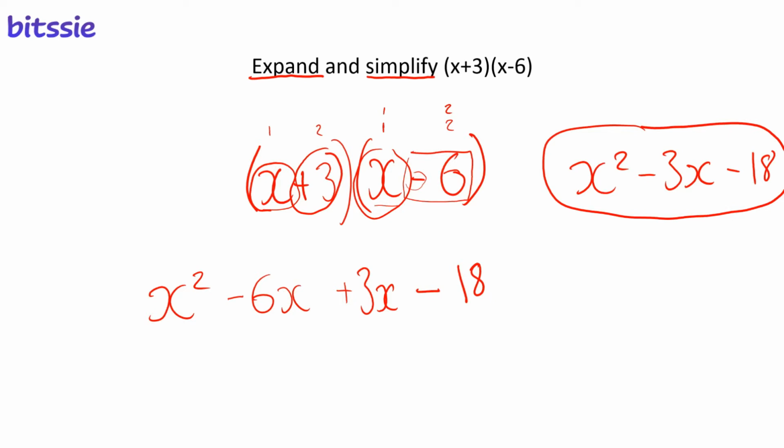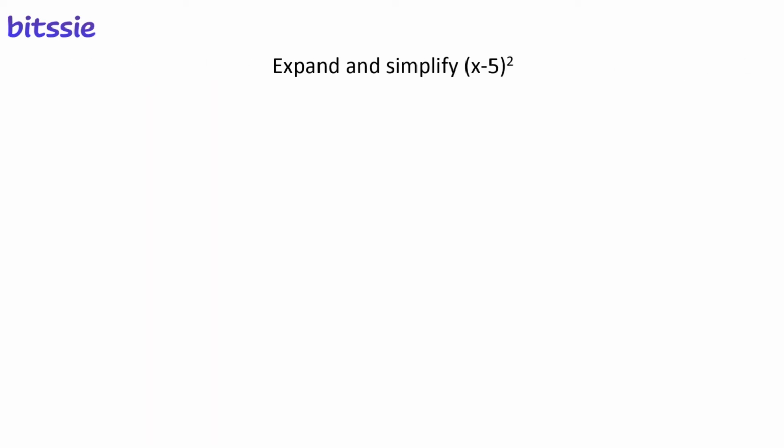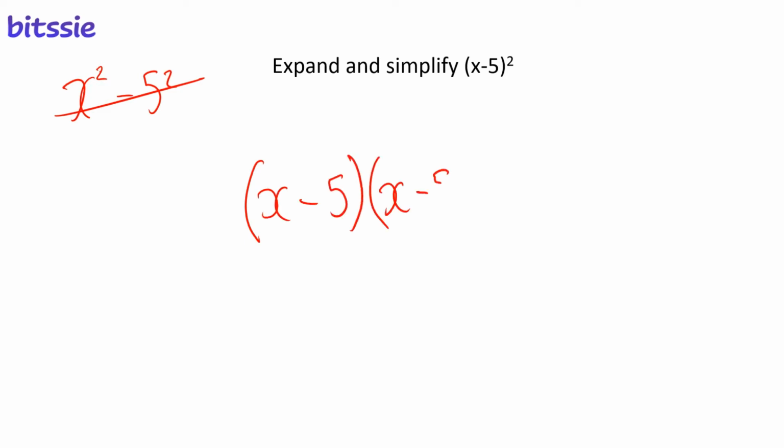Now let's look at question 2. We've been asked to expand and simplify (x - 5) squared. It's important to remember that this is not equal to x squared minus 5 squared. No, instead it's (x - 5)(x - 5). This is what we need to do.